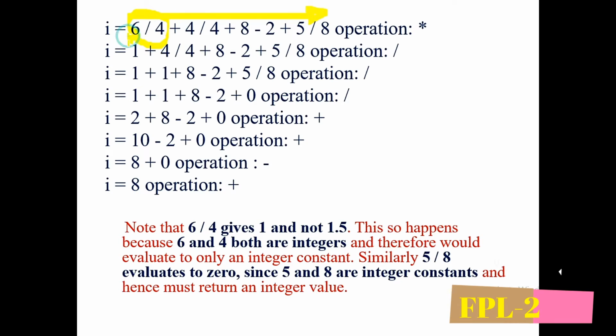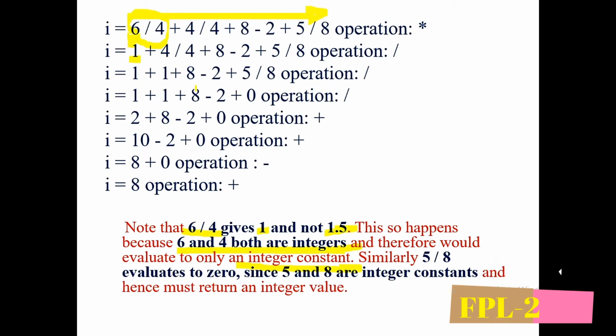We will get the value as 1 because our i is of type int, it is not float. So 6 divided by 4 gives you 1 and not 1.5. This happens because 6 and 4 are both integers, and therefore we evaluate to only the integer constant. So we will have the value as 1.